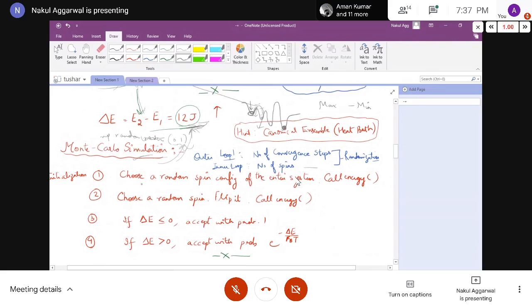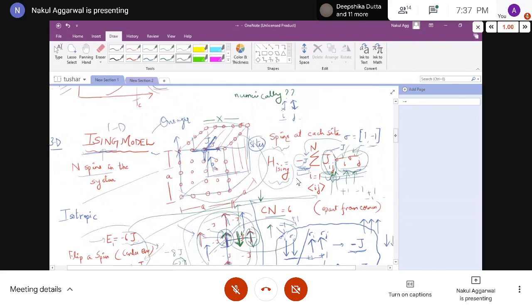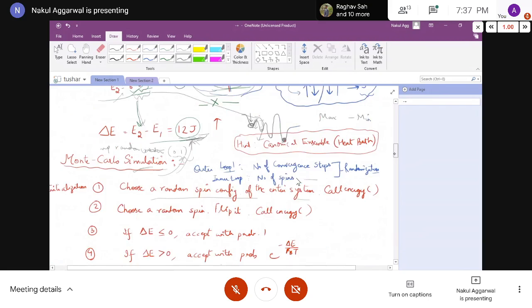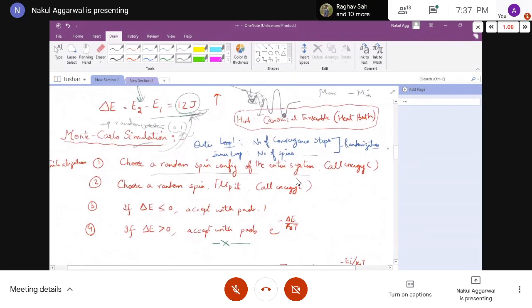But before that, what you initially do is choose a random spin configuration of the entire system. So you have this 3D lattice here. Now initialize all these spins randomly using these random number generators. Some of them will be pointing up, some pointing down. It does not even actually matter how you initialize a system. You can actually start with all the spins pointing up or all the spins pointing down. It is totally fine. But usually, take a random configuration.